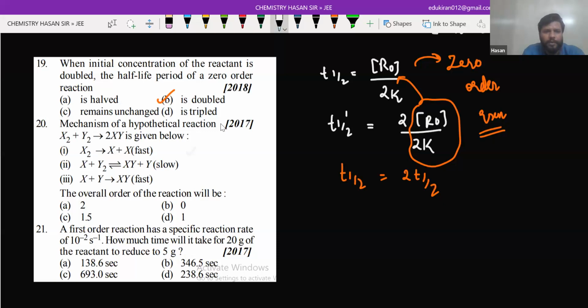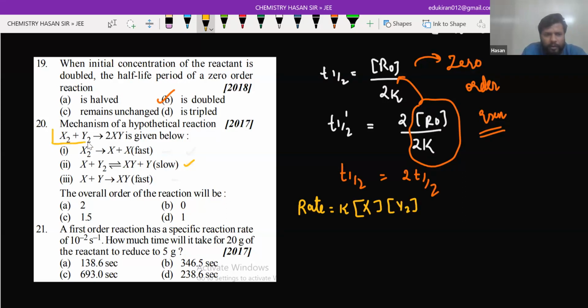Okay, see, I'm going to explain. This type of question, first of all, this is your fast, this is your slow, this is fast. Always remember that the slow step is your rate determining step. And according to this, if you are going to write, the rate will be equal to K into, and this rate law expression is expressed in terms of a reactant. So it will be X into Y2, X into Y2.